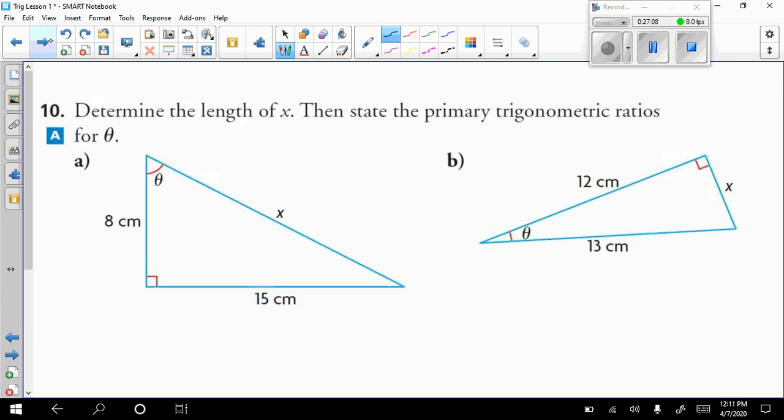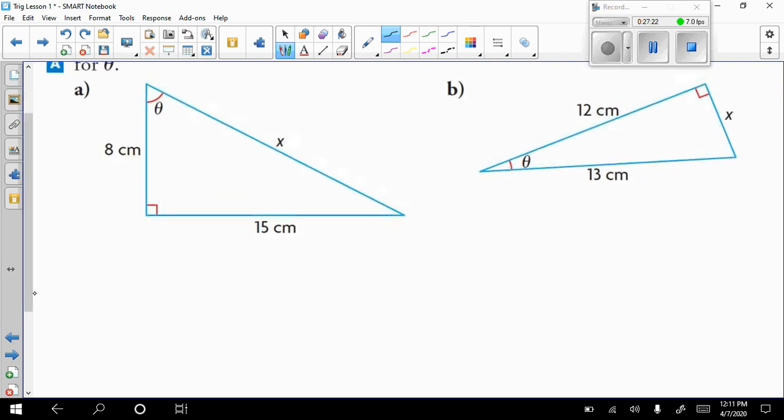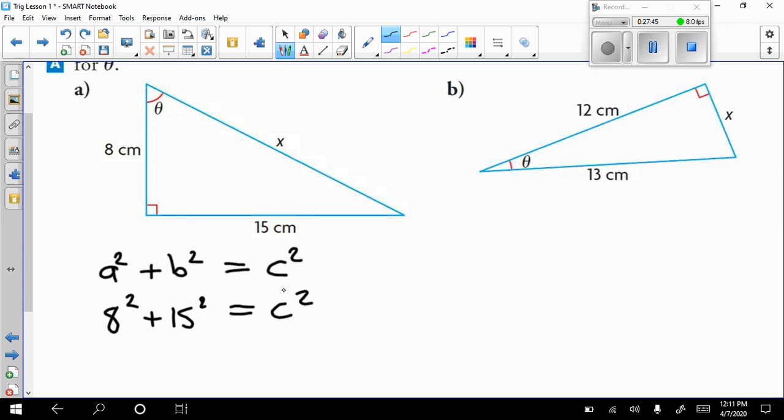Okay. For number 10, it says determine the length of x, and then it says state the primary trig ratios. So one thing that we want to make sure that we don't forget about is that we always have Pythagorean theorem. This is a right-angled triangle, and so we know that the two shorter sides, a squared plus b squared, will equal the longer side. And so in this case, our x we can find by going 8 squared plus 15 squared is equal to c squared. And then we can get rid of the squared by taking the square root of both sides.